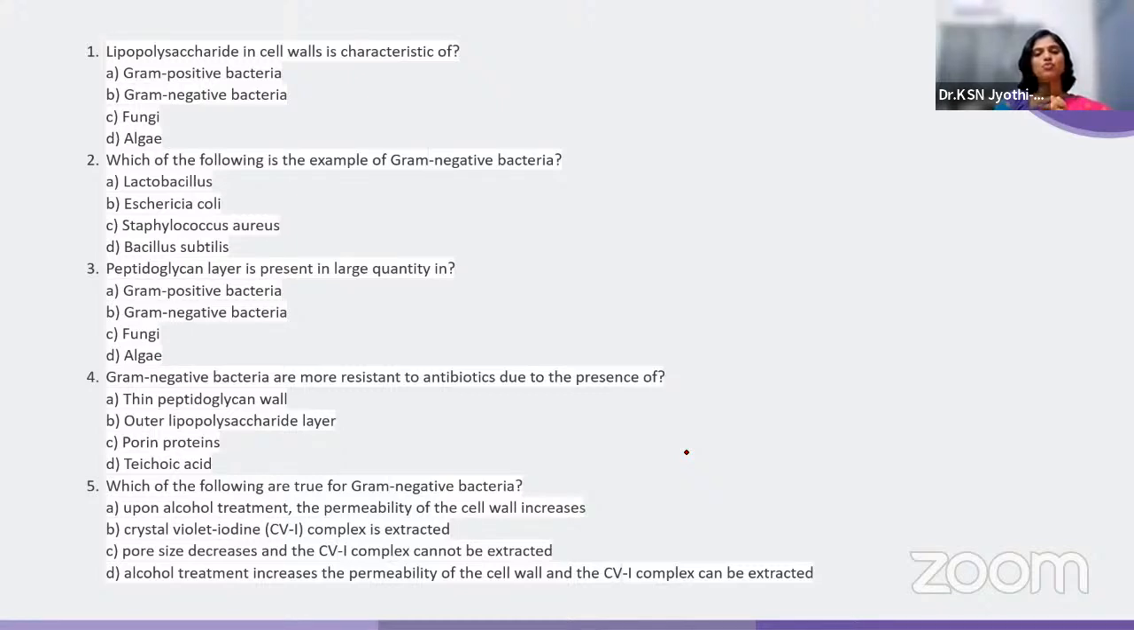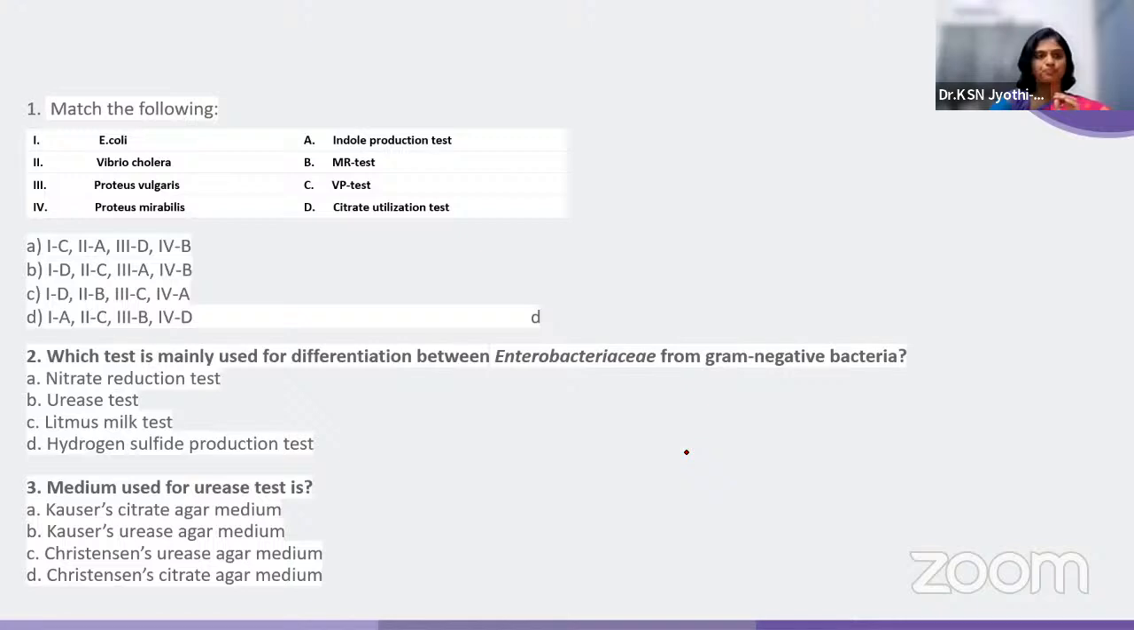Then which of the following are true for gram-negative bacteria? Understand what happens when this crystal violet iodine, that is the CVI complex, is added. What happens to gram-negative bacteria? What happens to gram-positive? Here, let me explain. I think I already told you. When the gram-negative bacteria is treated with this, the lipopolysaccharide layer is destabilized and therefore it doesn't retain any of the crystal violet or iodine. That is the reason why when you wash it and add safranin, it takes up the safranin color, but not the crystal violet color.